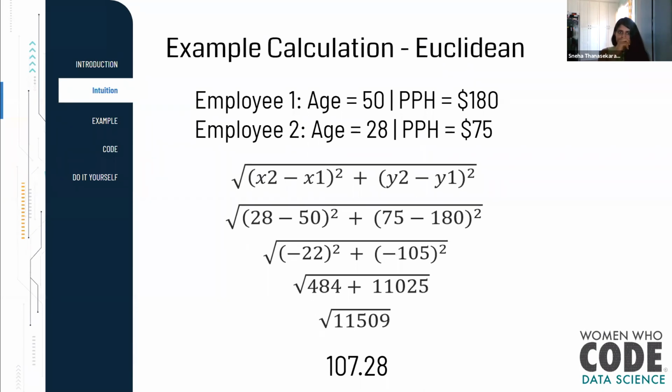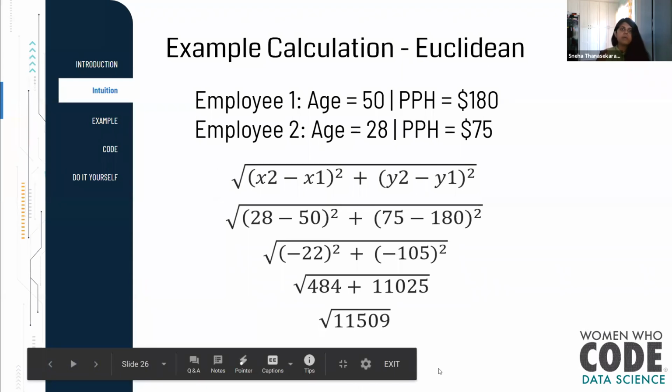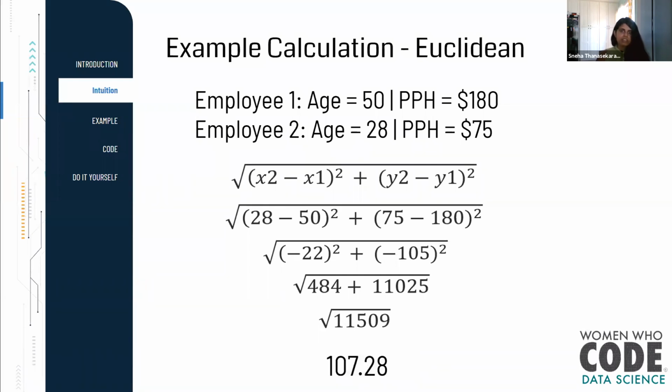Now, let's try calculating the distance between these two values. As you know, the formula is the square root of the sum of squares of the differences between the 2 points. Here we know this is data point 2, which is x2, and this 50 is x1, and $75 is y2, and $180 is y1. Now if we substitute in this formula, we can reduce it to 107.28. So this is the difference between employee 1 and employee 2 if we plot them in a vector space.